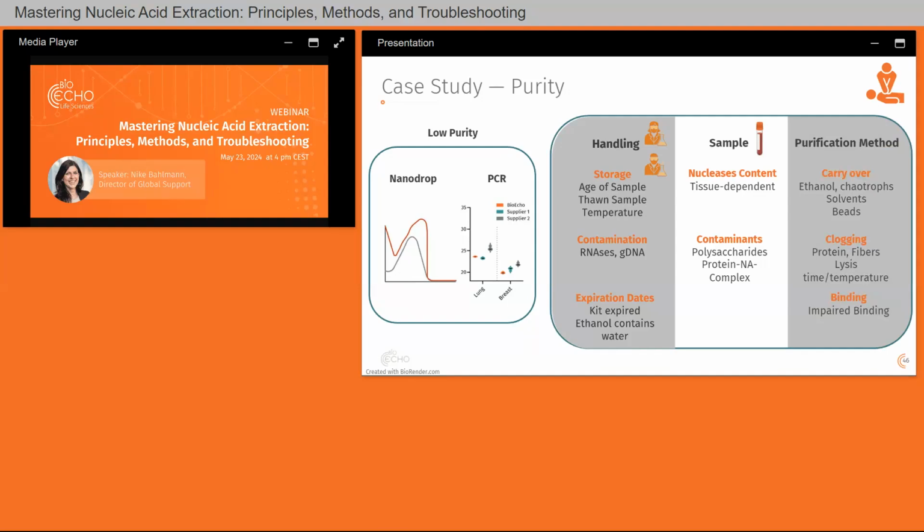Other samples could, as I mentioned, contain a lot of nucleases, so we need to be aware of this and study our sample before starting, or polysaccharides, protein-nucleic acid complexes. The purification method is crucial here. As I mentioned, it could happen that you have ethanol or guanidinium carryover. I could mention that if you have fibrous tissue, you have clogging. That's also important if you're using RNAlater. It also sometimes happens that your tissue gets fibrous, kind of gluey. So there it helps if you do a sample disruption. And then it's also important to think about what could impair my binding. Everything similar to DNA impairs your binding, for instance.